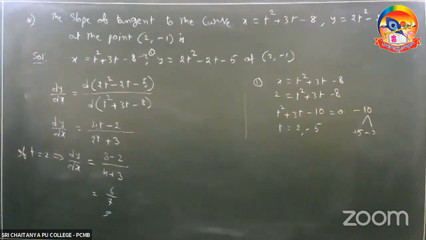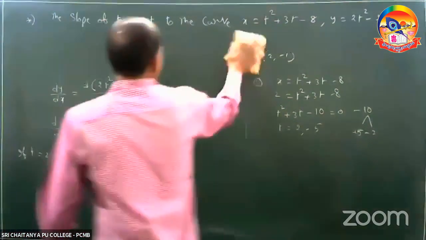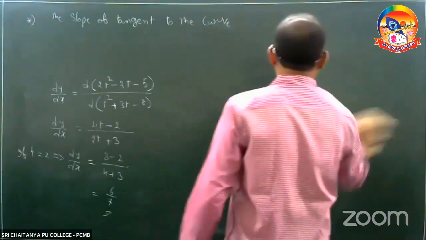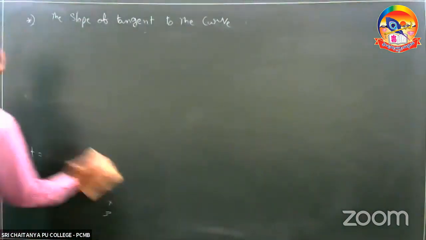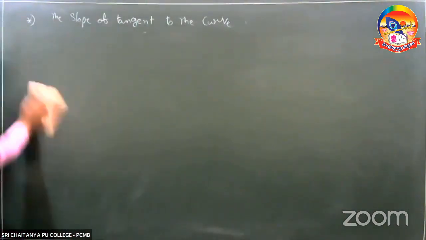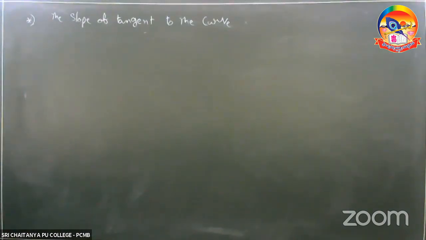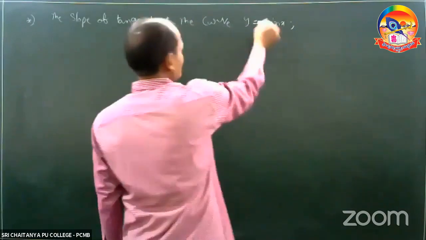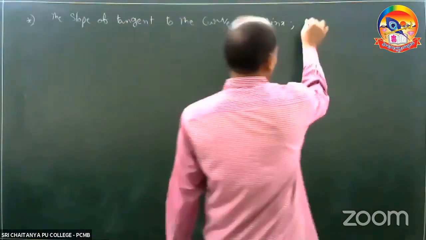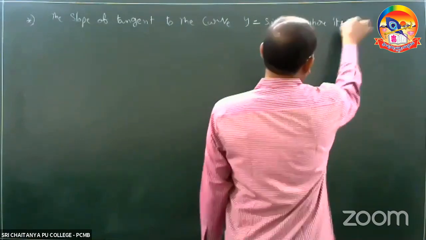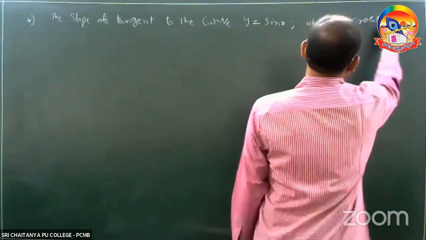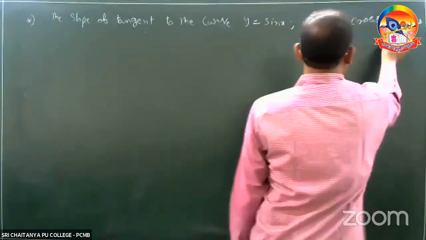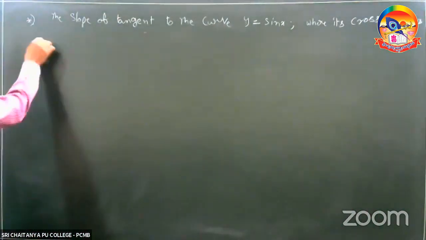Okay, next question. The slope of tangent to the curve y is equal to sin x, where it crosses the x-axis.